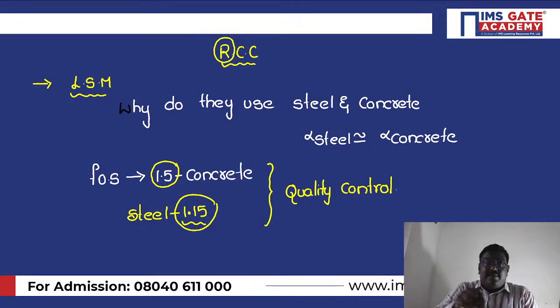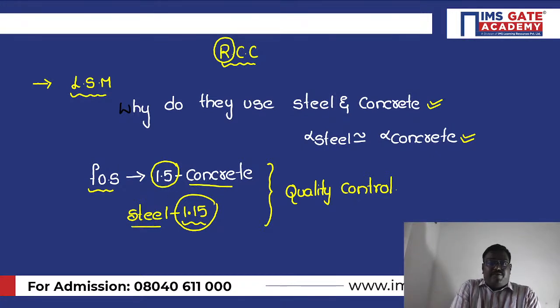That is the reason, my dear students, when you calculate the compressive strength of concrete, you take the average of 3 cubes. If you are confident, then you would take the average of 1 cube only. So why do they use steel and concrete in RCC? The coefficient of thermal expansion of steel and concrete are almost the same, and the factor of safety for concrete is 1.5 and for steel it is 1.15. The reason is quality control.